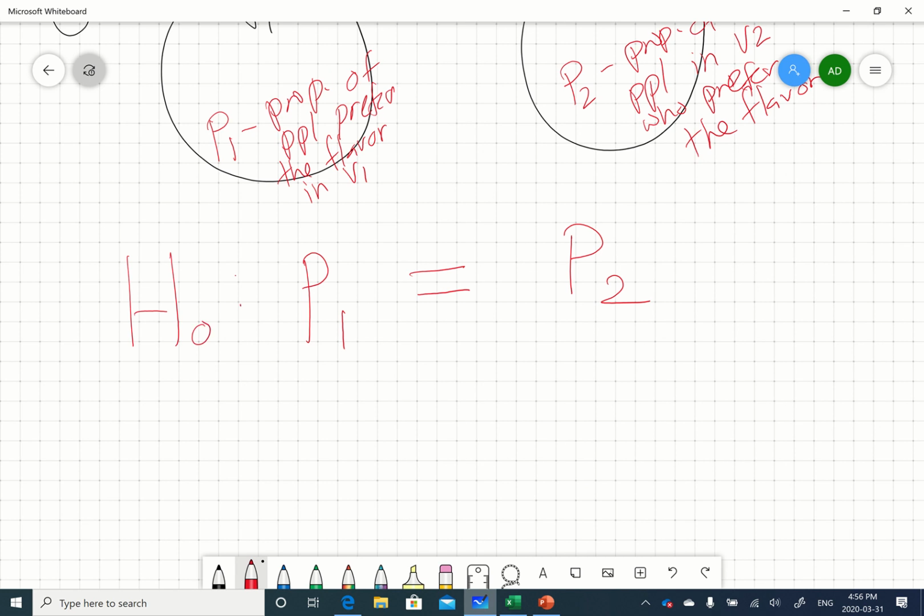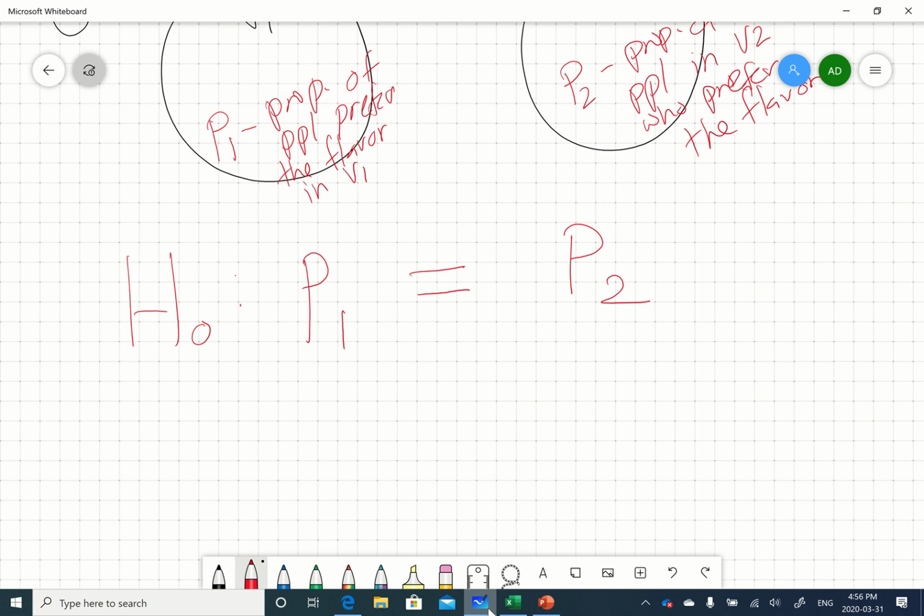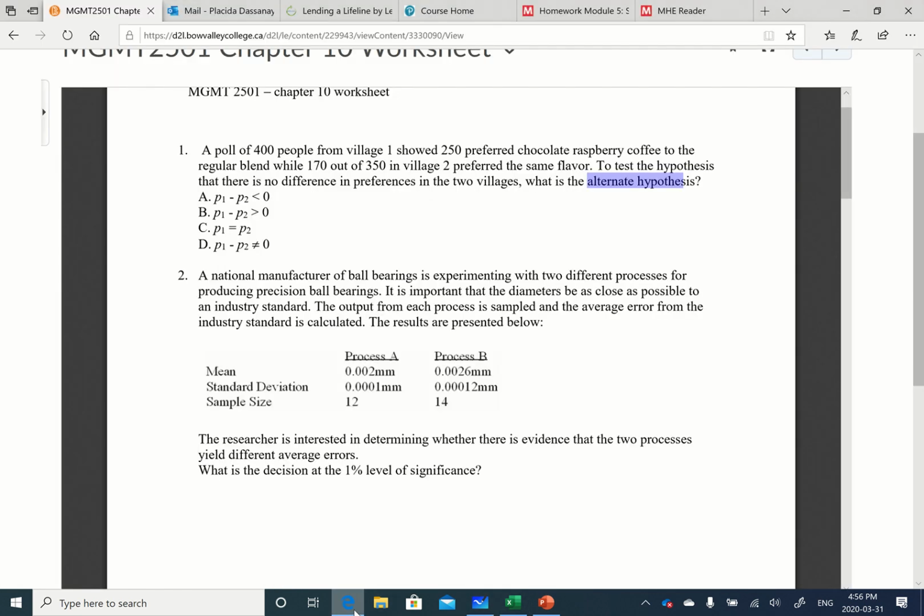So the question has given you H naught, but it's actually asking you to figure out H1. What is the alternative, right? So once you know this is H naught, you can easily figure out H1. It's the complete opposite. There you go. So this is the answer. P1 not equal to P2. Actually, they have rearranged it a little bit. So answer is D.